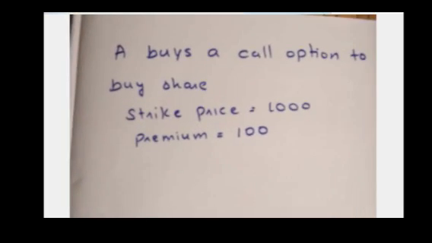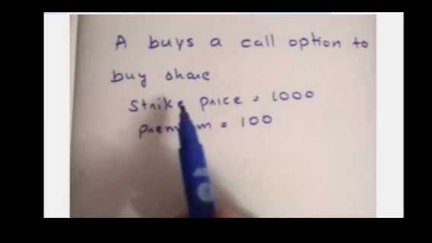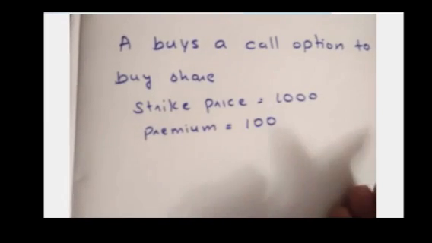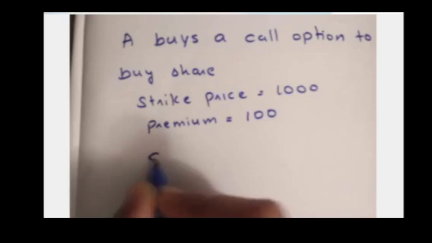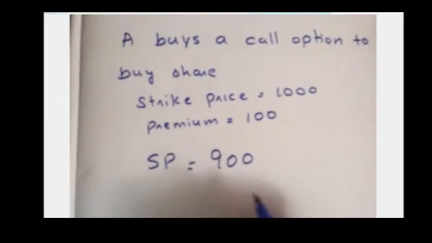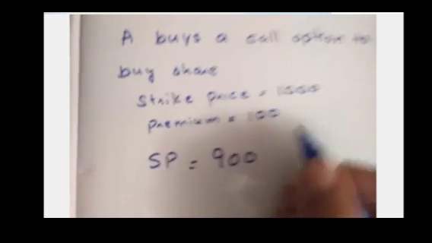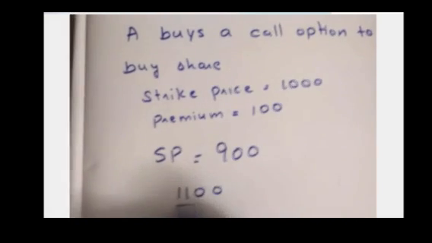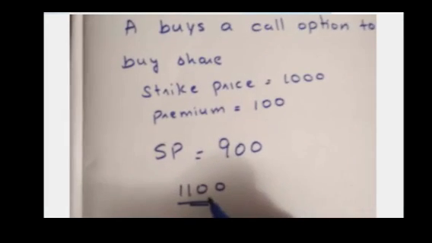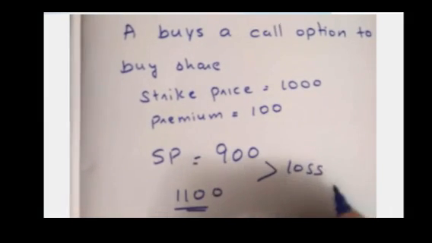So now let's see the example of a long option. Here A buys a call option to buy a share. The strike price is rupees 1000 and the premium he pays is rupees 100. Suppose the spot price is rupees 900, then he will not be buying it because the strike price is 1000 and the premium he paid is 100. So in total it is costing him 1100 rupees and he would not be buying a share which is currently costing 900 rupees for 1100 rupees. So in this situation it will be a loss for him, so he will not be exercising the option.